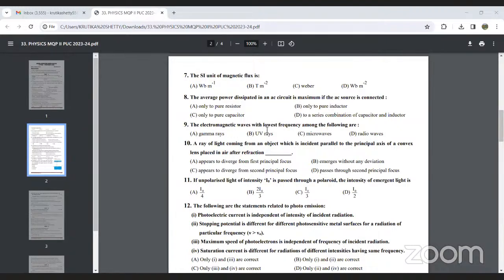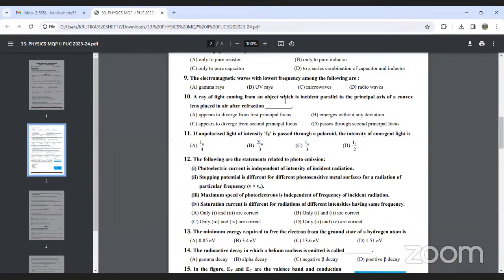The electromagnetic waves with lowest frequency among the following are: gamma rays, UV rays, microwaves, radio waves. Yes, correct, Danush. Yes, correct, Sita. Radio waves again, the lowest frequency will be there. Okay, go for the question number 10.